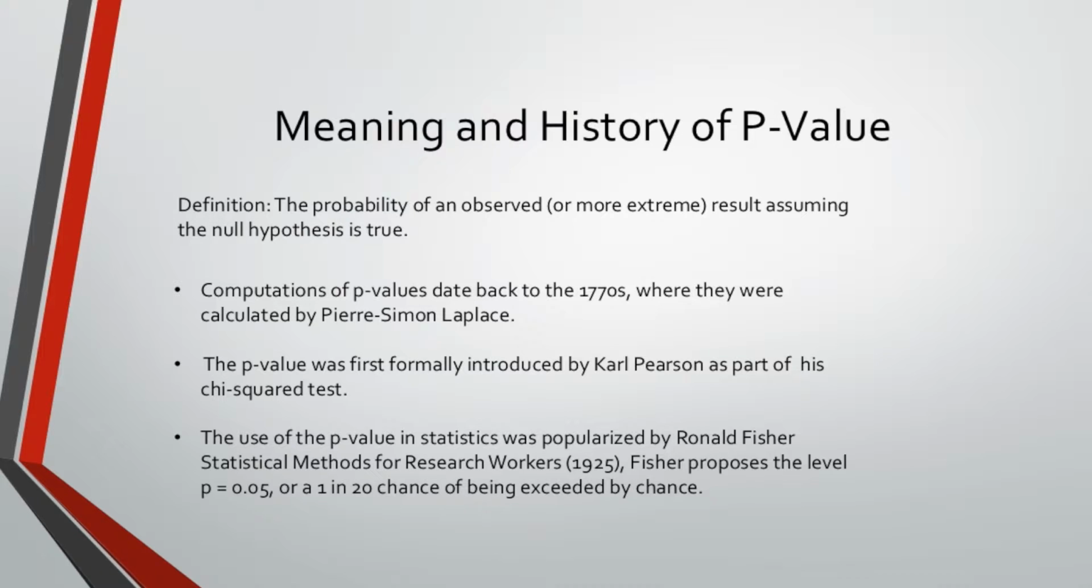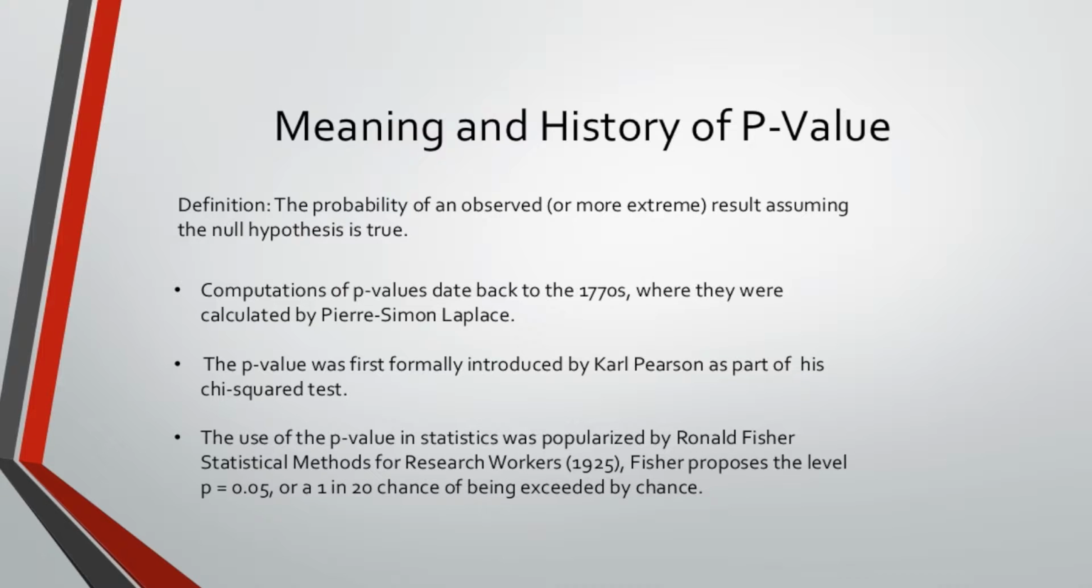Okay, so where did this idea of the p-value come from? It came from a long history of probability. Laplace, a famous mathematician who did a lot of work in probability, actually computed p-values dating back to the 1770s. He looked at the proportion of babies born in Paris who were male and who were female, and he used this to argue that the proportion of males was greater than 50%.